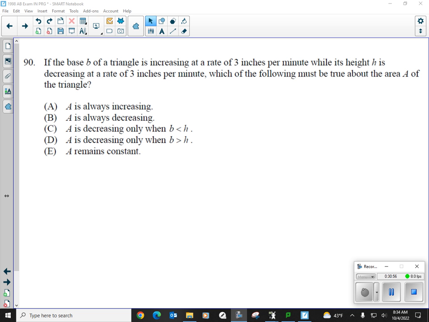Number 90. If the base B of a triangle is increasing at a rate of 3 inches per minute, while its height is decreasing at a rate of 3 inches per minute, which of the following must be true about the area of the triangle? It's either always increasing, decreasing. Okay, we need to find dA, the change in area of the triangle with respect to time. That's what this increasing, decreasing stuff means.